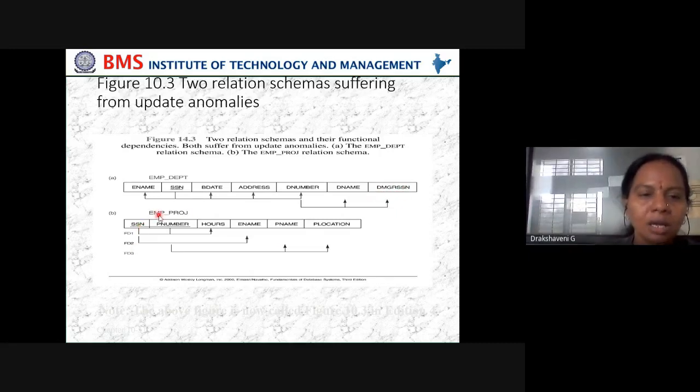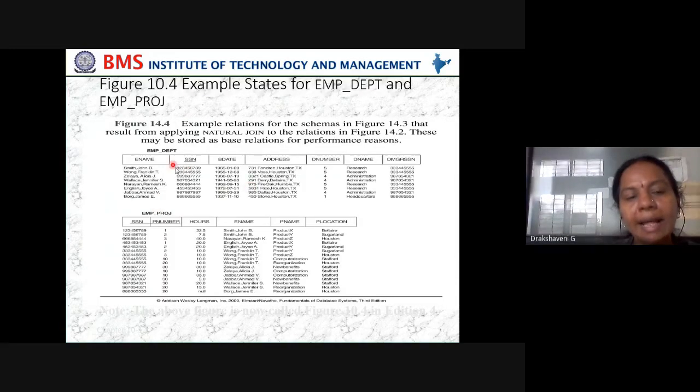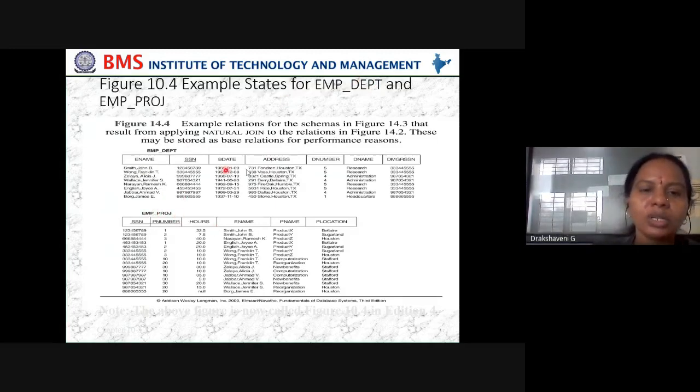Then employee project: SSN and project number, the number of hours, employee name, project name, and the location. This is how the employee department table and employee project table look. These are the values we store in employee department, and these are the values which are stored in employee project.